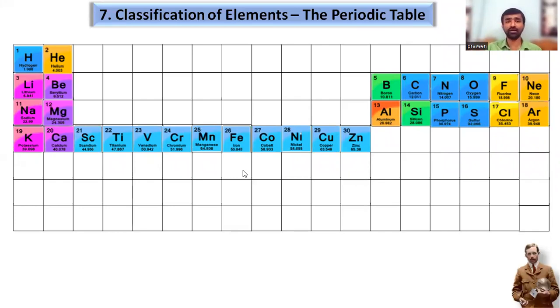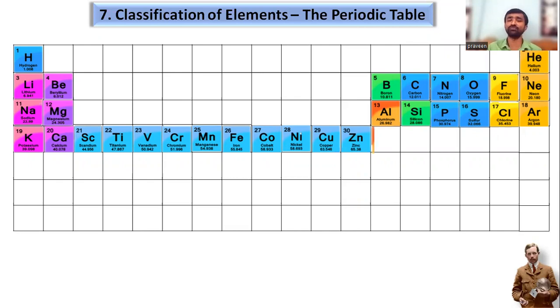neon and argon completely end the main shell, the main energy level: n equal to 1, n equal to 2, n equal to 3, like that. Next, n equal to 4 from potassium to zinc. Then after zinc, from gallium to krypton, we had more. Helium also ends with the shell, so that's why I'm placing it at the extreme right.